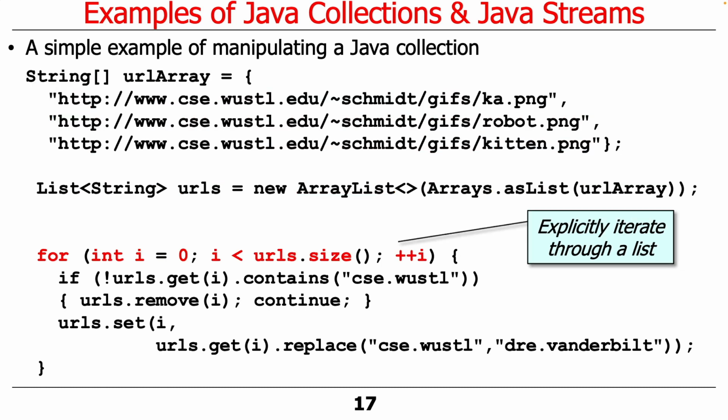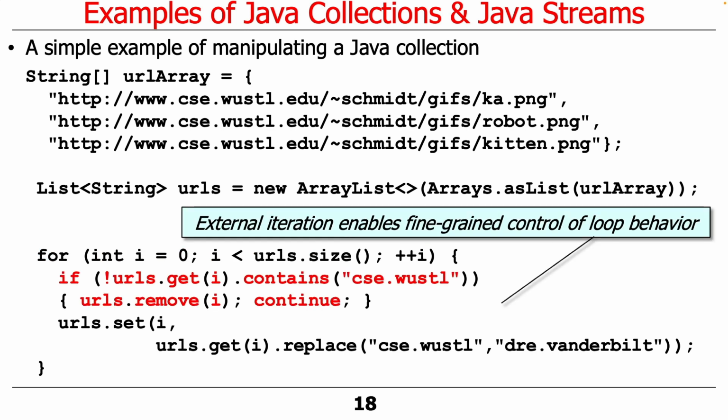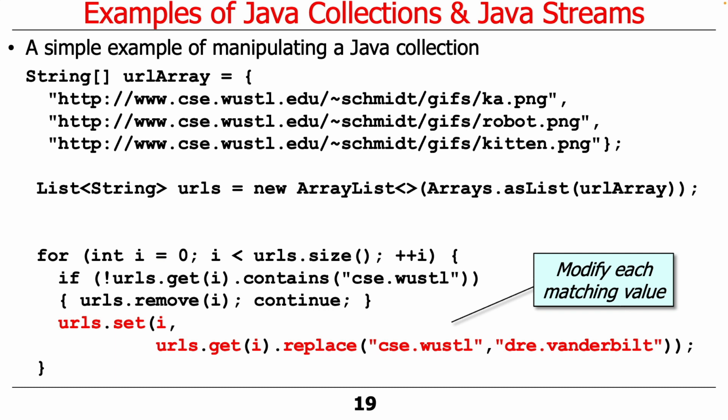Then we're going to use an index-based for loop. For each element in there, if it contains this substring, we're going to go ahead and remove that. If it doesn't contain that, we're going to ignore it and skip over it. If it does contain that substring, we're going to replace it with my Vanderbilt URL instead.